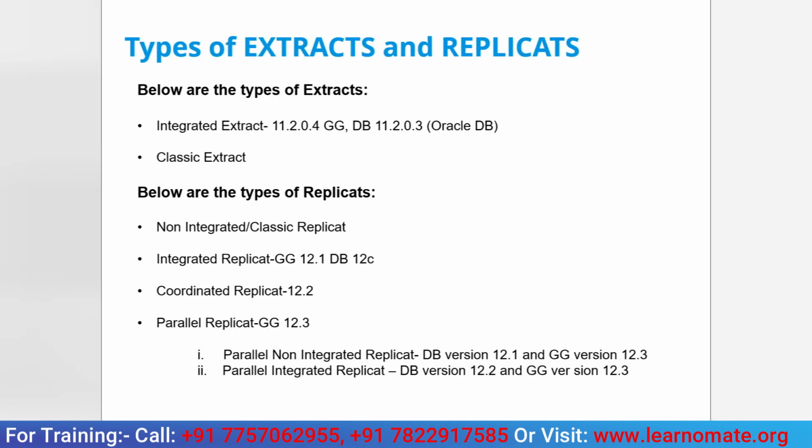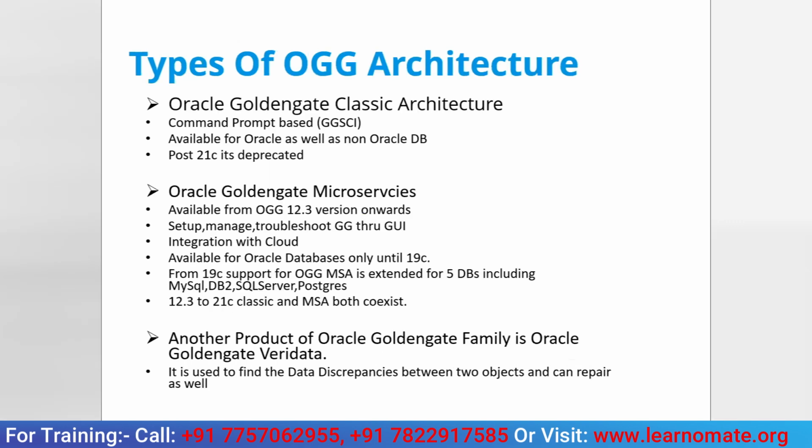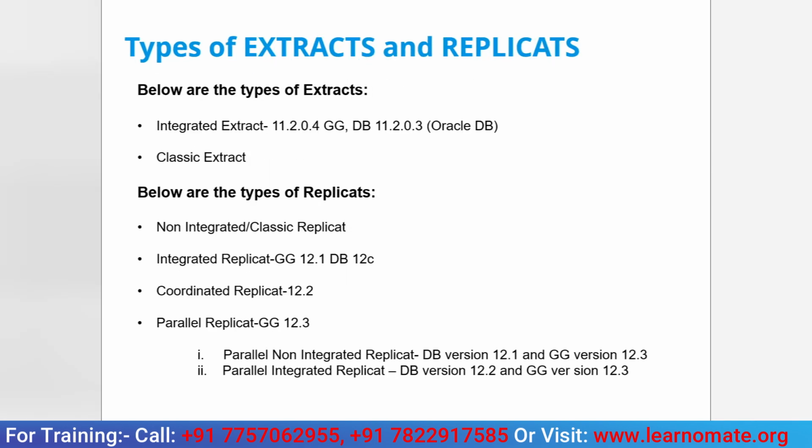Under classic architecture, you have different types of extract and replicate, which include integrated extract and classic extract, and for replicate, non-integrated, integrated, coordinated, or parallel replicate. Similarly, under microservices architecture, you can configure different types of extracts and replicates, which include integrated and classic extract, and for replicate, non-integrated, integrated, coordinated, or parallel replicate. Parallel replicate is again of two types, parallel non-integrated and parallel integrated replicate.